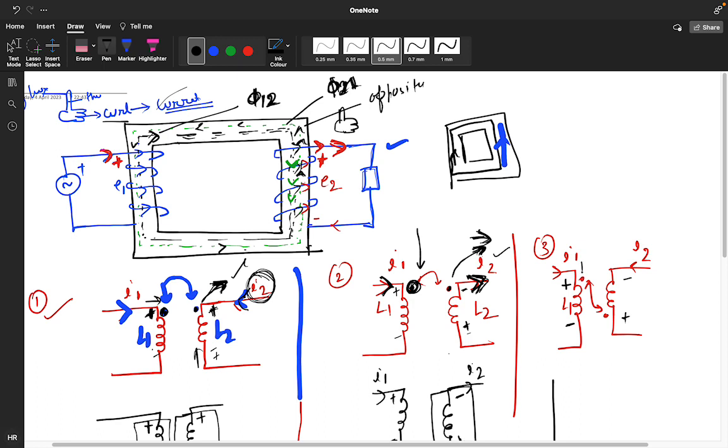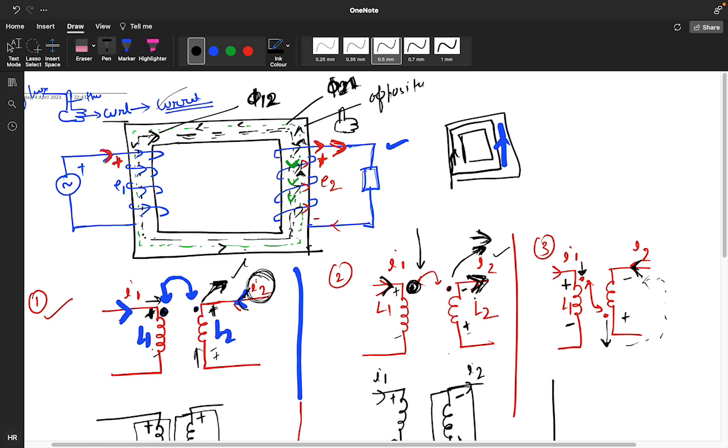Here also the same thing is happening. Current is entering, they had given these directions. Current direction is this, and this is my dot, so if it is entering on this side, it will leave on this particular side. So it's following the same direction only. So in the same case what will happen?